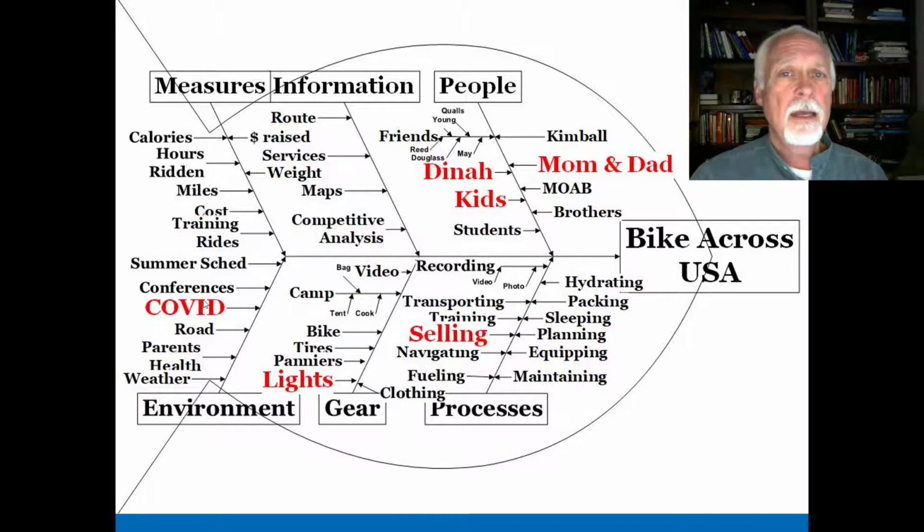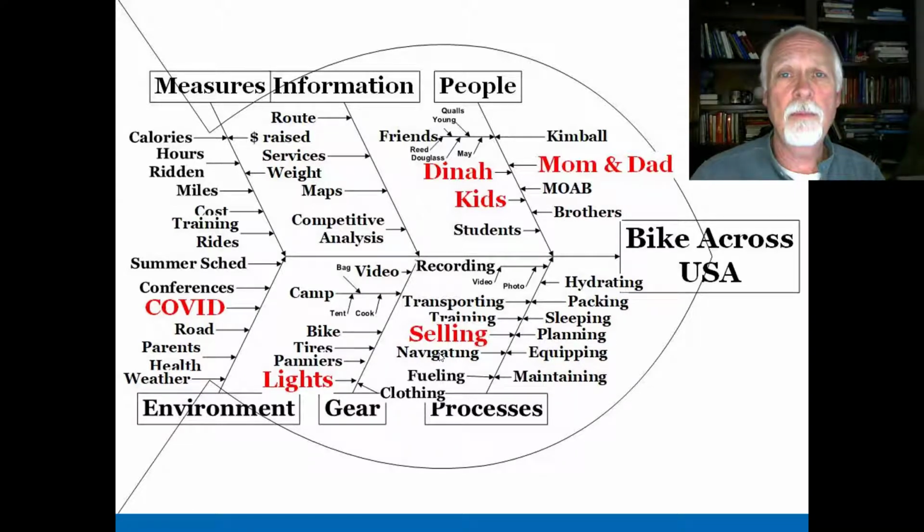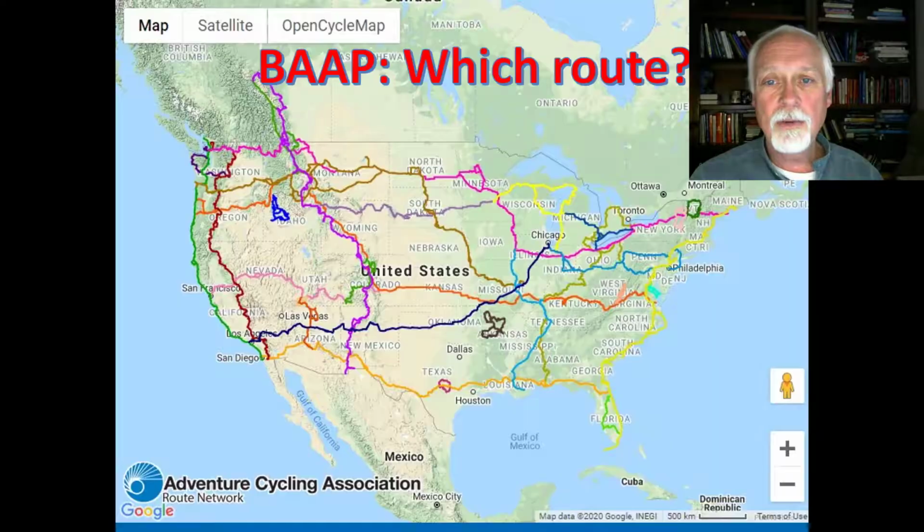COVID becomes a consideration on the actual completion of the bicycle trip, or even the decision to go forward, because that could possibly affect the trip itself. Lights among gear sort of rose to the surface, as you'll see later, and processes. Originally my processes were related to the actual trip and not so much to the plan. But selling the plan became apparent that was going to be a big deal, and whether we should go forward or not. So which route do you take?